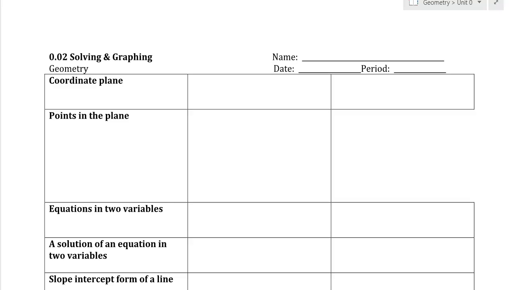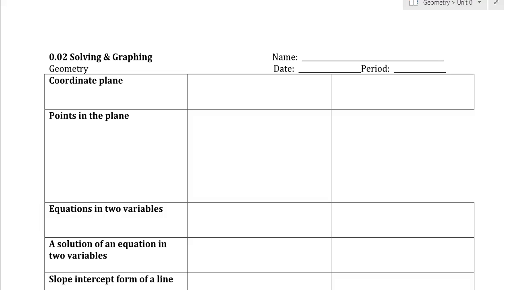Let's take some notes. So we're going to look at solving and graphing today, reviewing more from Algebra 1. Graphing is a huge, important part of mathematics. As you go farther along, you're going to graph more and more and more, so you need to be familiar with the basics. Hopefully you did a lot of graphing in your Algebra 1 class, straight lines and parabolas at the very least. But we'll go over some of the basics today.